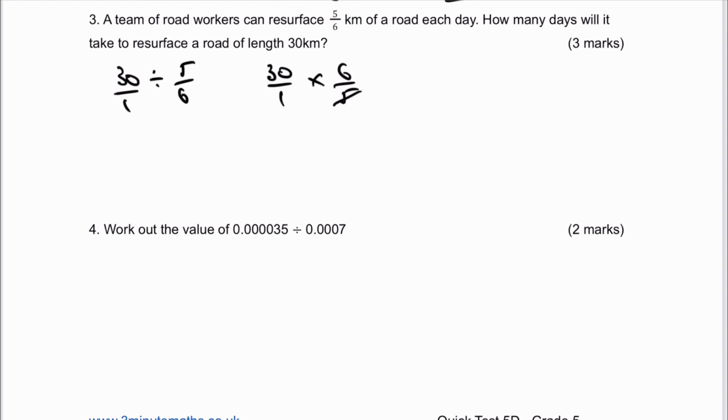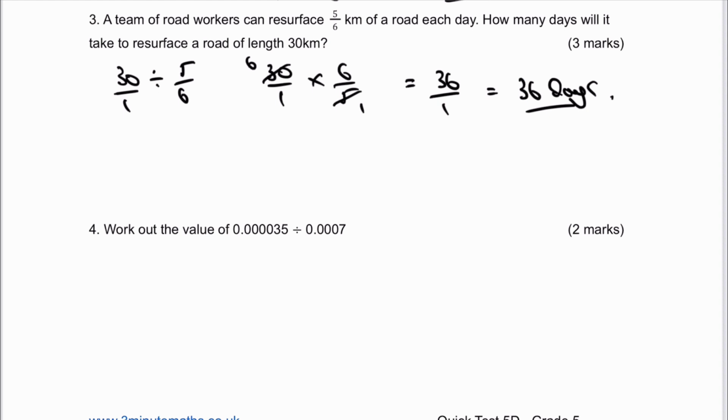So I've noticed this 5 will divide into 36 times. So actually the answer to this question is going to be 6 times 6, which is 36, divided by 1, or in other words 36 days for the road workers to actually complete that particular task. Okay, hopefully that's all right for you. Let's move on then to question number 2.